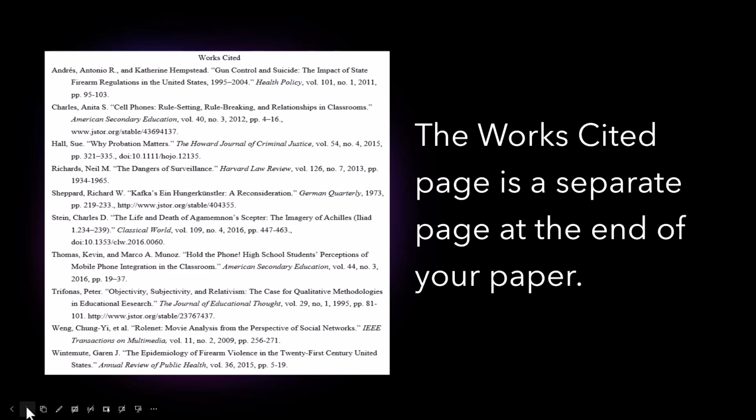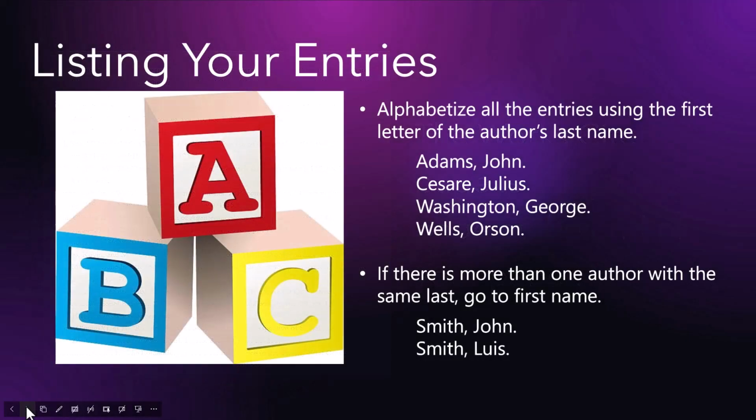On the works cited page, list all the sources you actually used in the text of your paper. The author's last name is usually the first word of a bibliographic entry, and so most entries are listed in alphabetical order by the author's last name. Do not include the author's title, such as doctor, or degrees, such as PhD, but do include suffixes, such as junior or the third. Note that we list the author by last name, then first, separated by a comma.